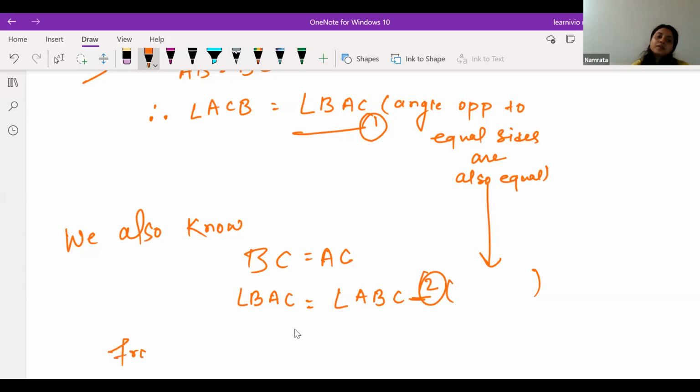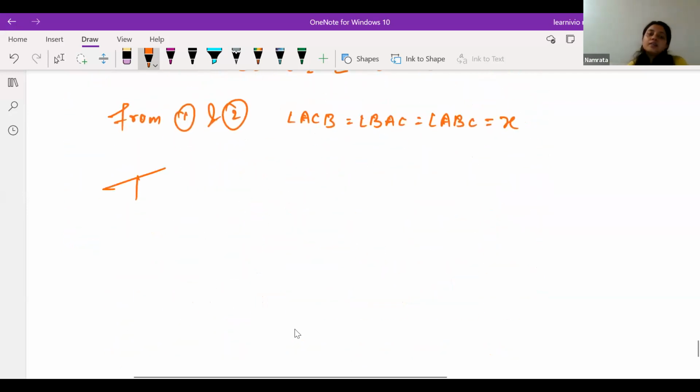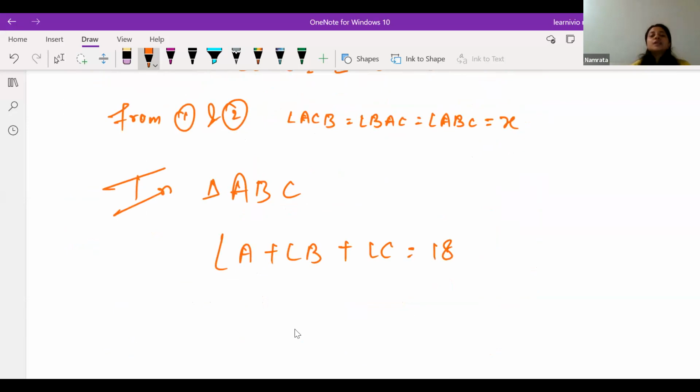From 1 and 2, all three angles ACB, BAC, ABC are equal with each other. So angle ACB is equal to angle BAC is equal to angle ABC. Let's say all three are equal and all three are equal to X. Now, in triangle ABC, angle A plus angle B plus angle C will be equal to 180°.